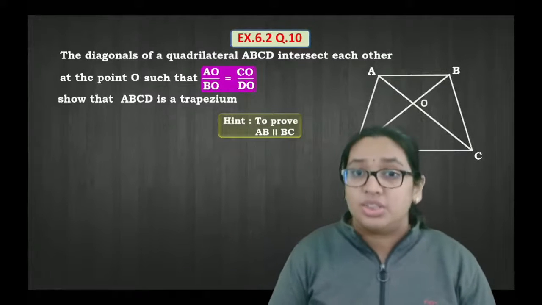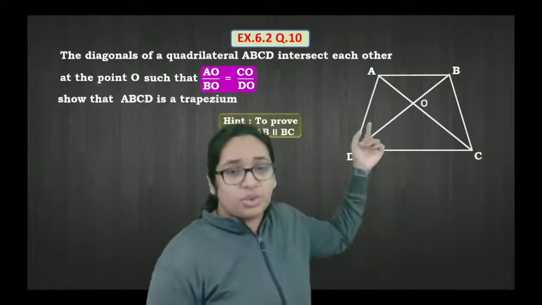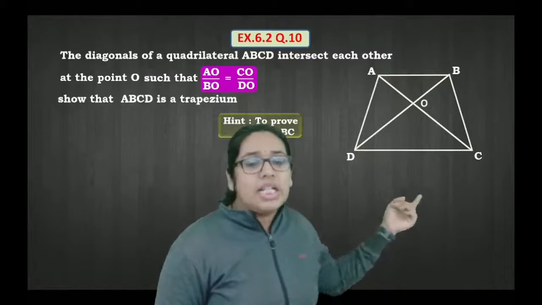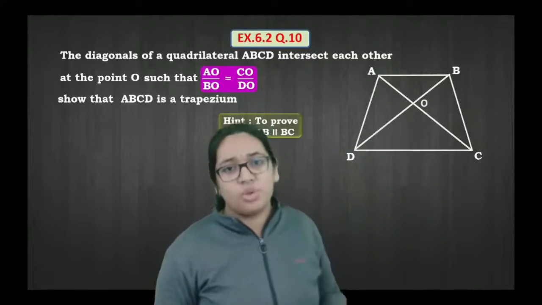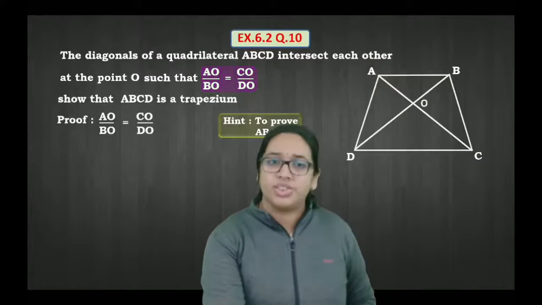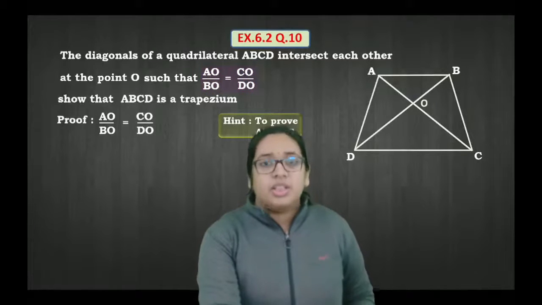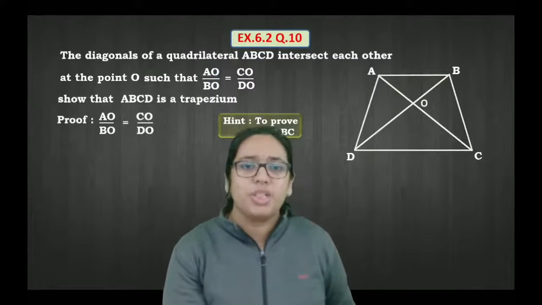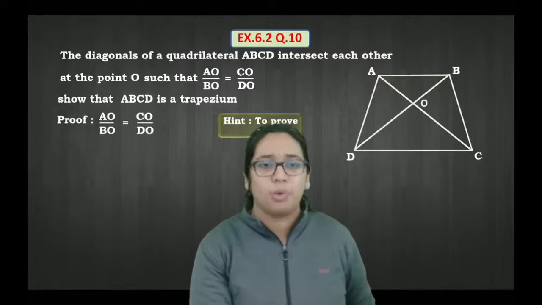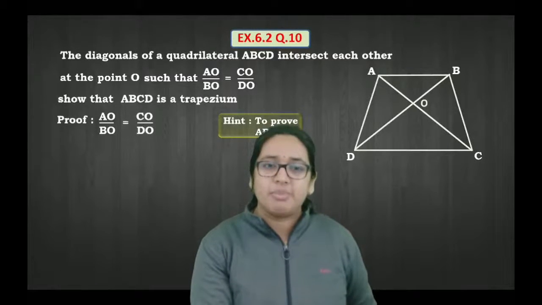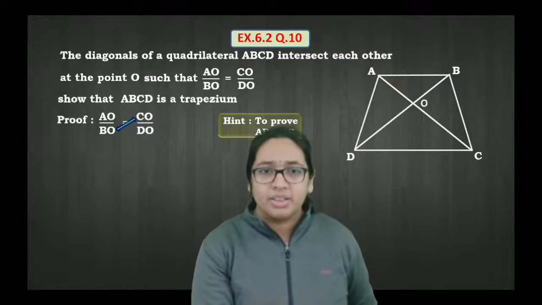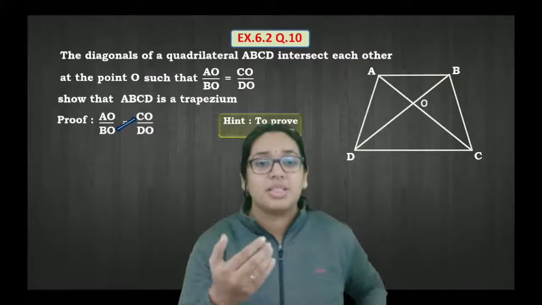Sorry, there is a print mistake. Okay, the question is that AB should be parallel to BC. AB should be parallel to BC. We have to prove this one. So we'll start the proof. We'll start from the given part. What was the given part? That AO upon BO is same as CO upon BO. Right?